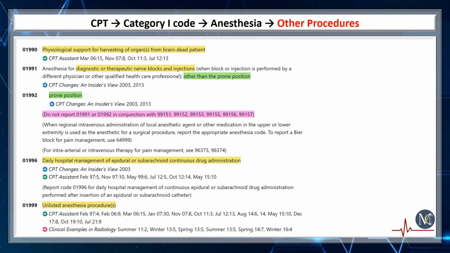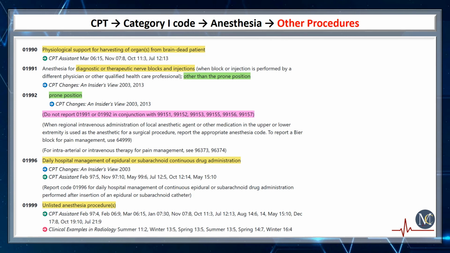First code is 01990, physiological support for harvesting of organs from brain dead patient. Next code is 01991, anesthesia for diagnostic or therapeutic nerve blocks and injection, when block or injection is performed by a different physician or other qualified healthcare professional, other than the prone position. The prone position means laying face down. Next code is 01992. It is for the prone position.